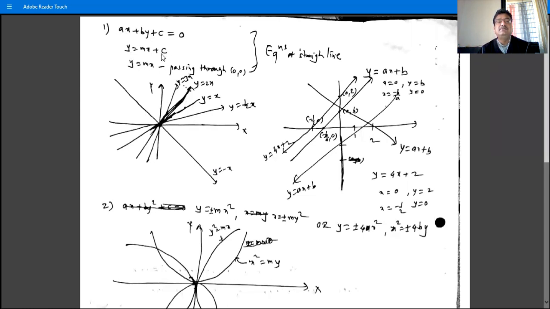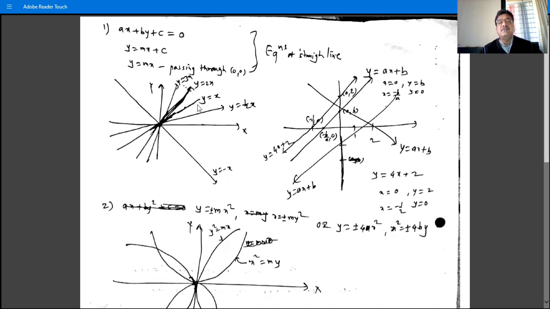And if the constant term is 0, that is y is equal to mx, it is the equation of a straight line passing through the origin 0, 0. Okay, this is the slope-intercept form. C is the intercept where it cuts the y-axis, and this is the general form: ax plus by plus c is equal to 0. And what are the graphs of these functions?